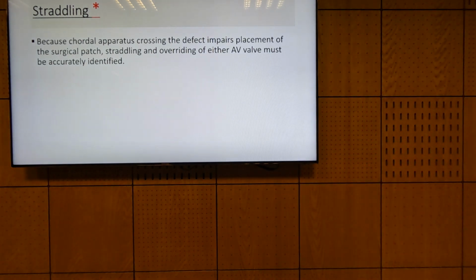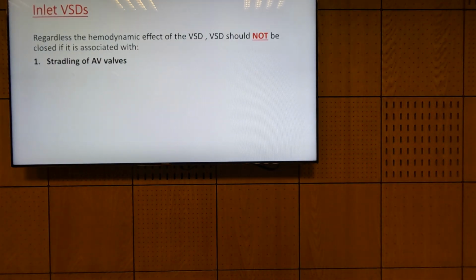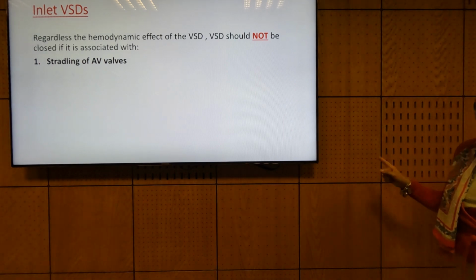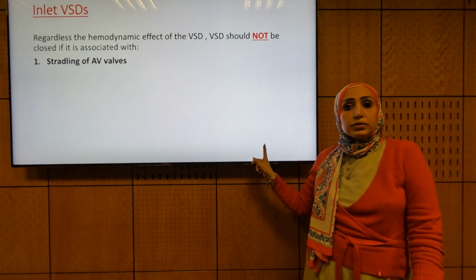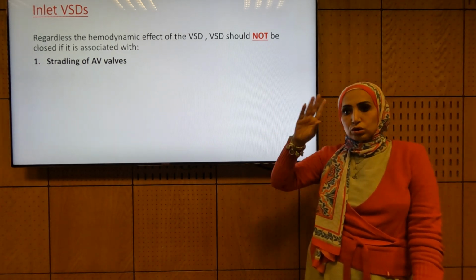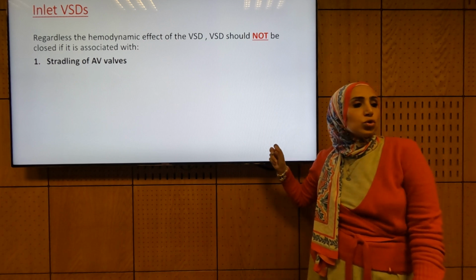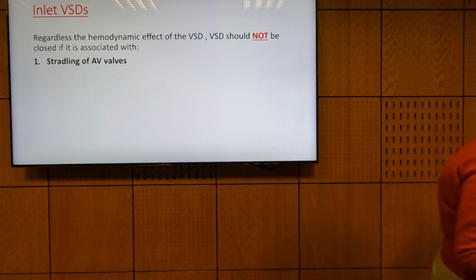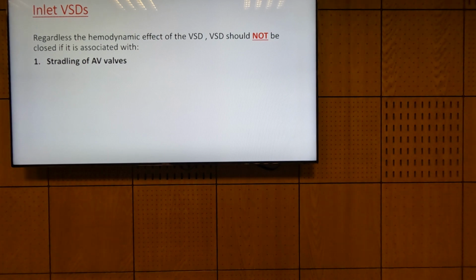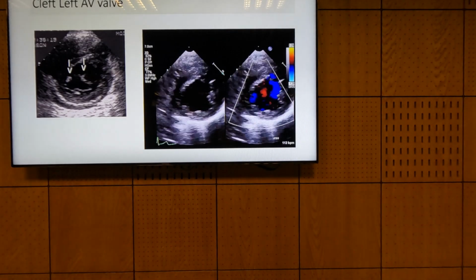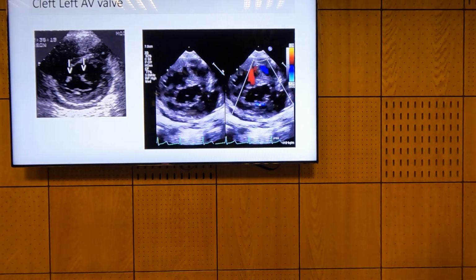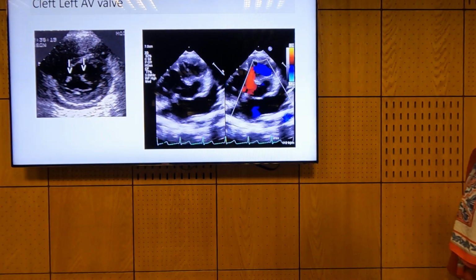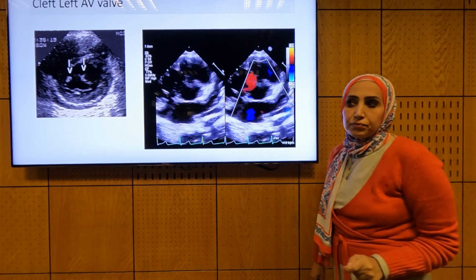So this is another point. Regardless of the hemodynamic effect of this VSD, we should not close an inlet VSD if we have straddling. We will see what we will do, but it is contraindicated to close a VSD that has a straddling AV valve. Okay. Another association with this inlet VSD is that the left AV valve will be clefted.